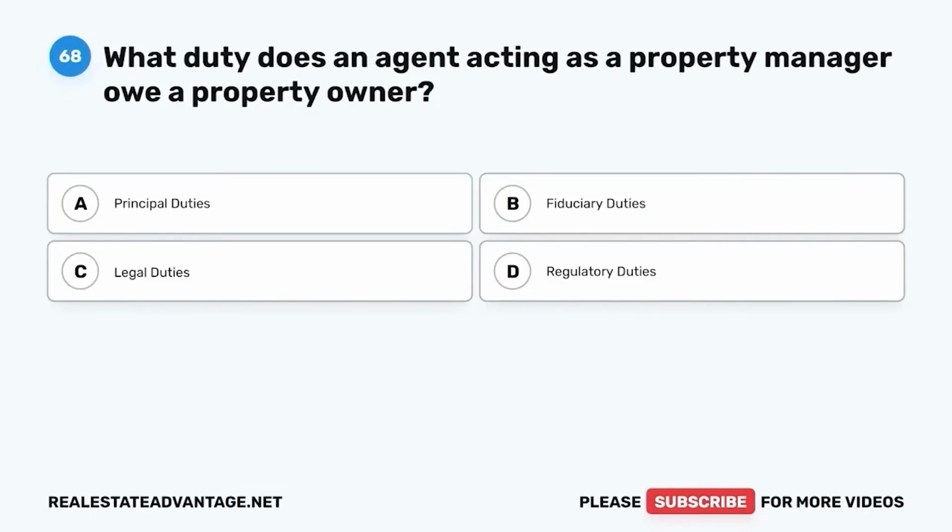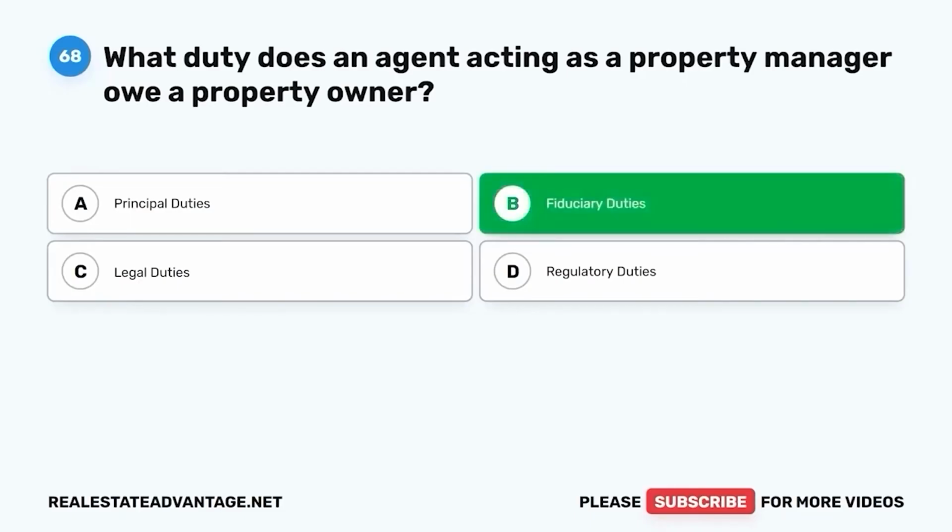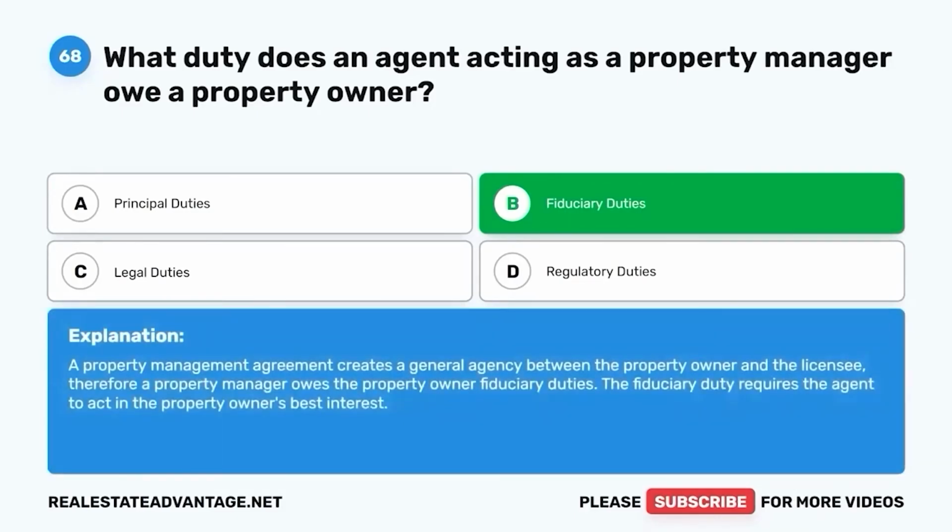B. Fiduciary duties. C. Legal duties. D. Regulatory duties. The correct answer is B. Fiduciary duties. A property management agreement creates a general agency between the property owner and the licensee. Therefore, a property manager owes the property owner fiduciary duties. The fiduciary duty requires the agent to act in the property owner's best interest.